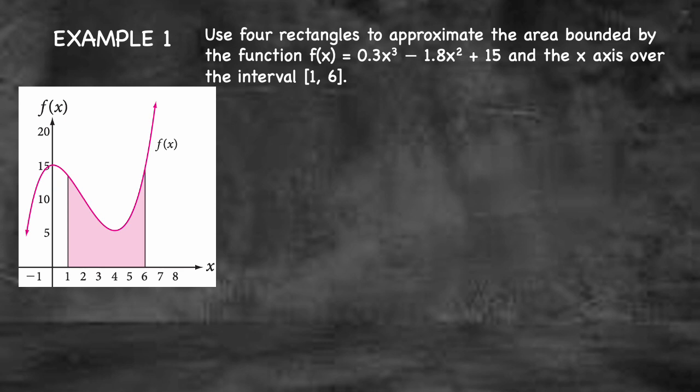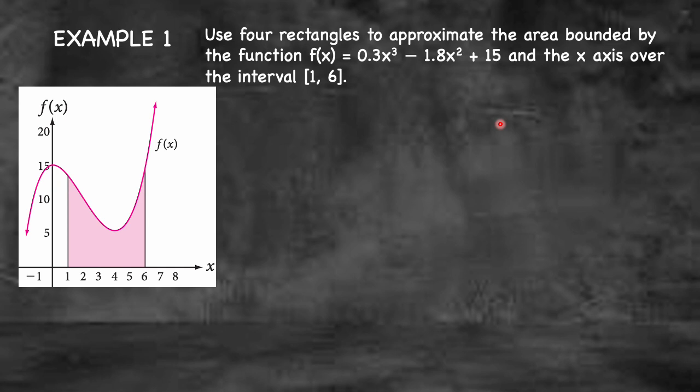In this first example, we're going to find an approximation of the area that's enclosed by the function and the x-axis over the interval from 1 to 6. So here's our function that we're using. It's a cubic. We have 0.3x to the third minus 1.8x squared plus 15.